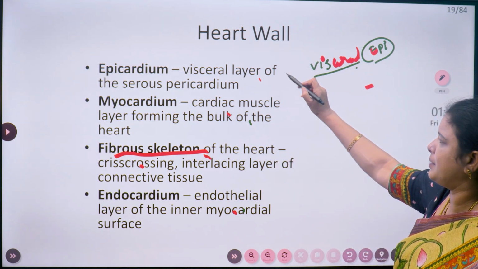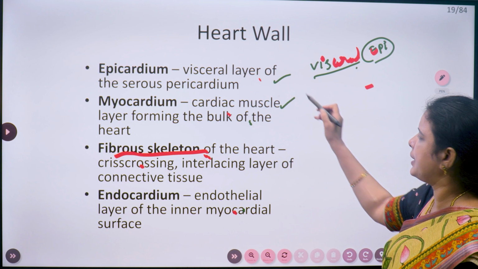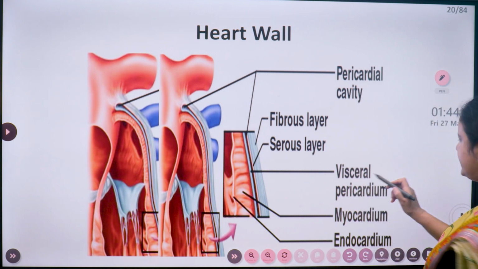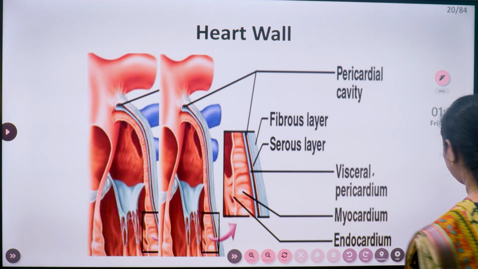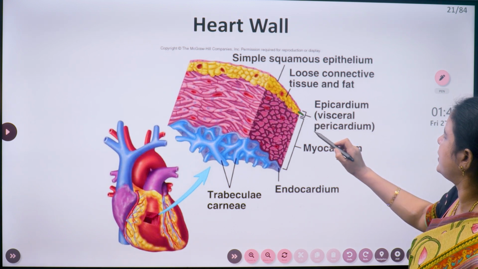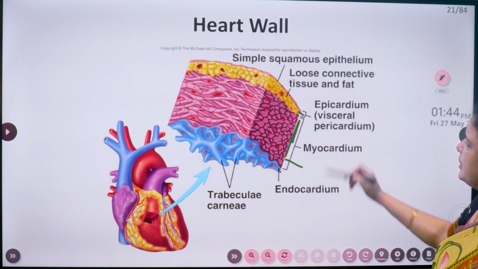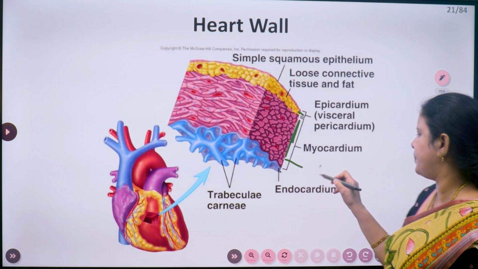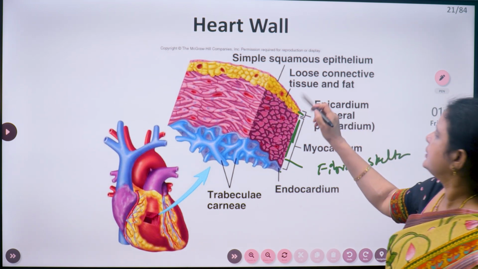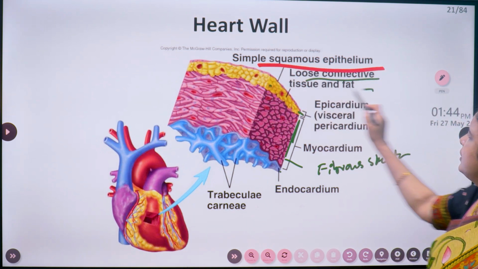The layers found in the heart wall are epicardium, myocardium, fibrous skeleton and endocardium. So this is the heart wall: the visceral layer is epicardium, then myocardium, endocardium, and between myocardium and endocardium the crisscross tissue called the fibrous skeleton. This epicardium is made up of simple squamous epithelium, loose connective tissue and fat.